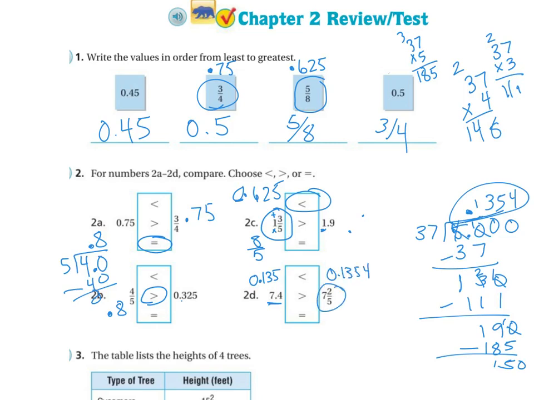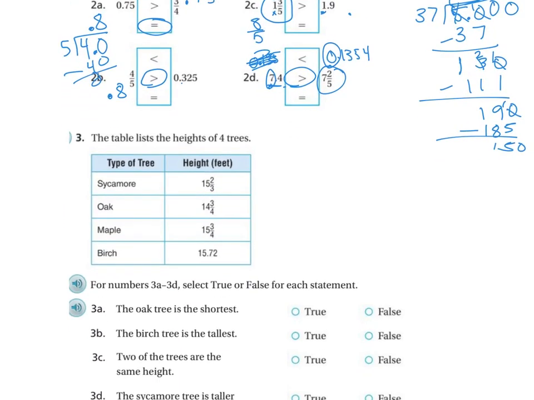0.1354 is this one. And we're comparing it to a whole number 7. If we're comparing this to a whole number 7, and this doesn't even have a whole number, we didn't even have to go that far to know, right? We know this side's going to be greater for sure. Okay, let's move this up.